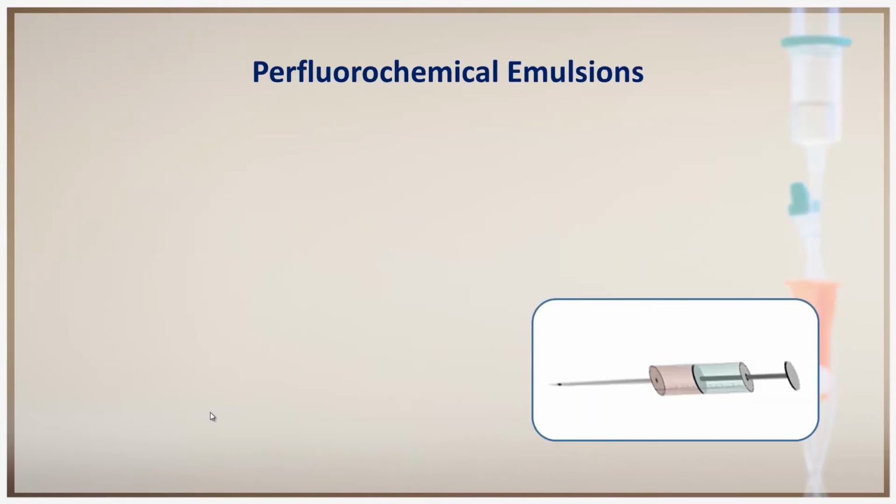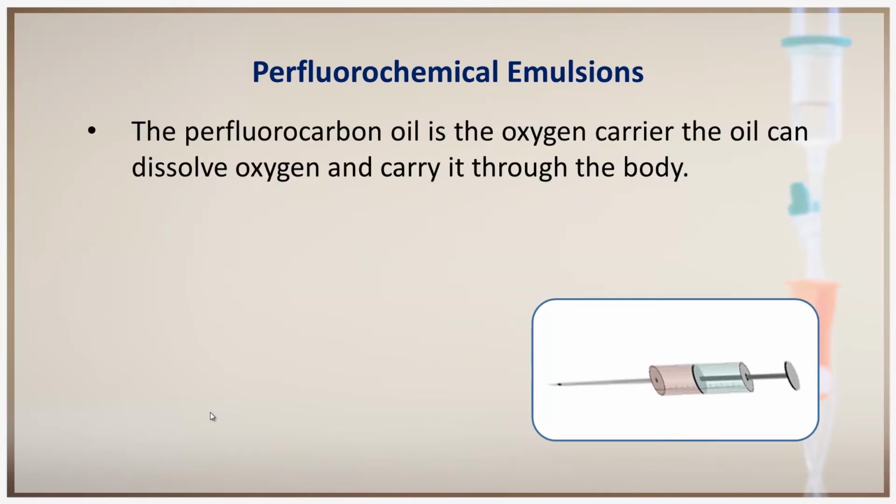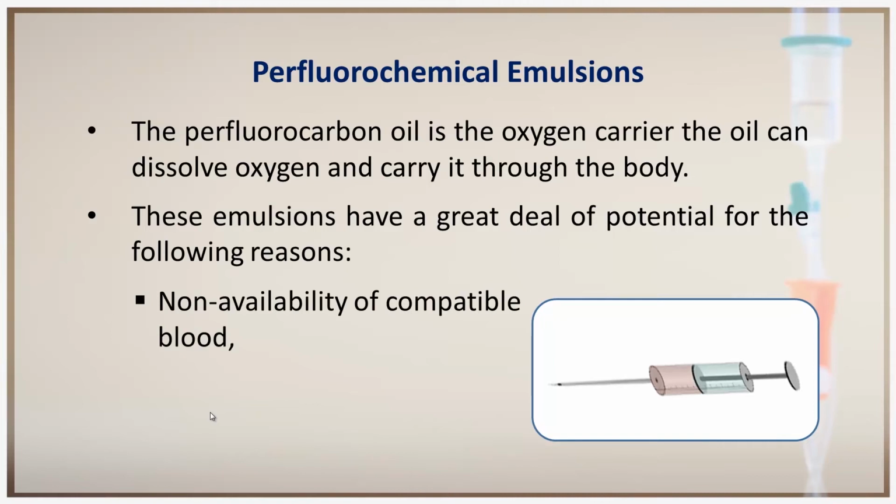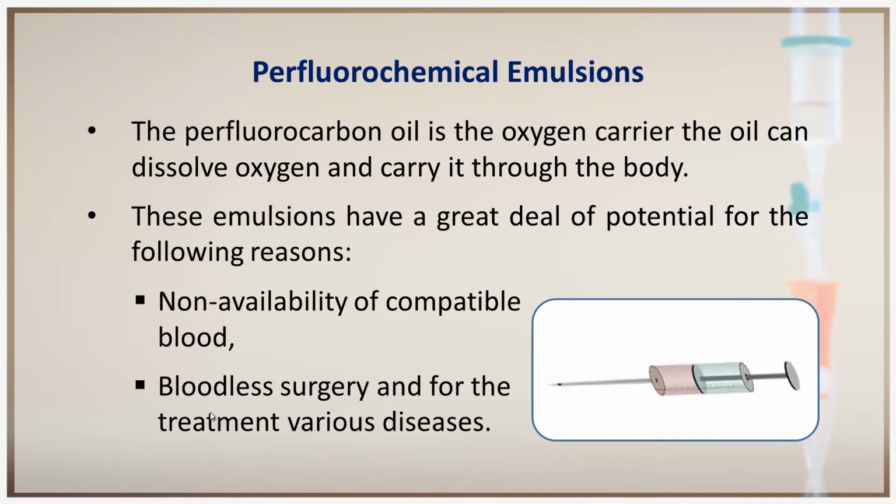So, another example of emulsion type of parenterals is perfluorochemical emulsion. This type of emulsion utilizes perfluorocarbon oil and the emulsifier Pluronic F68. It was used in the original formulation, along with hydroxyethyl starch and various salts in water. So, perfluoro oil is the oxygen carrier, that is, the oil can dissolve the oxygen and carry it through the body. So, these emulsions have a great deal of potential for the following reason. Number 1, non-availability of compatible blood, bloodless surgery for the treatment of various diseases.